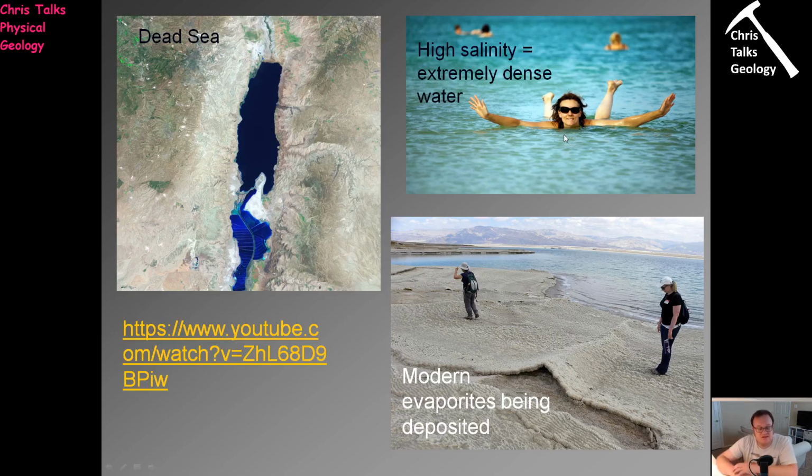So if you've ever been to the Dead Sea and you've lain in it, what you'll find out very quickly is you don't have to try in any way to support yourself. You will literally just float in the water with zero effort. Now, this picture down here shows modern evaporites being deposited along the banks of the Dead Sea. You can see as the water is slowly evaporating away, it's leaving behind these halite and gypsum crystals as it goes, and eventually the lake itself will completely evaporate away.